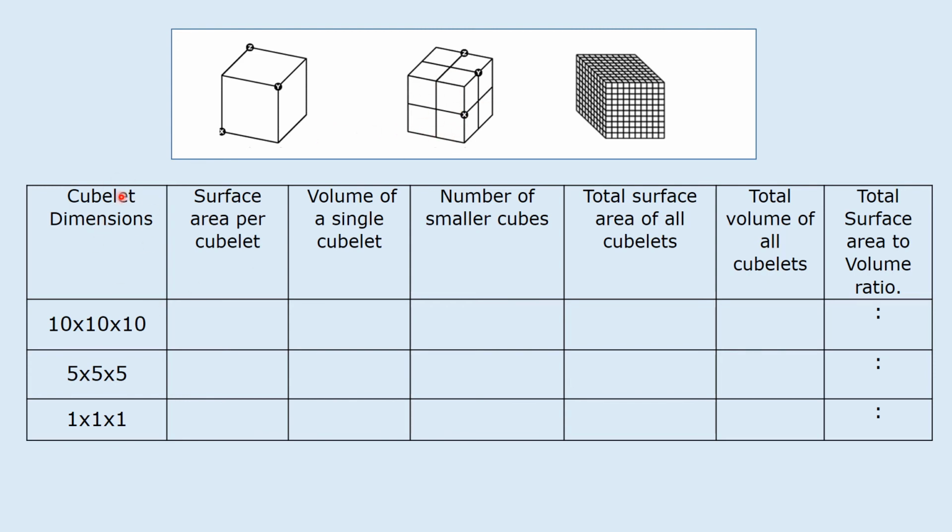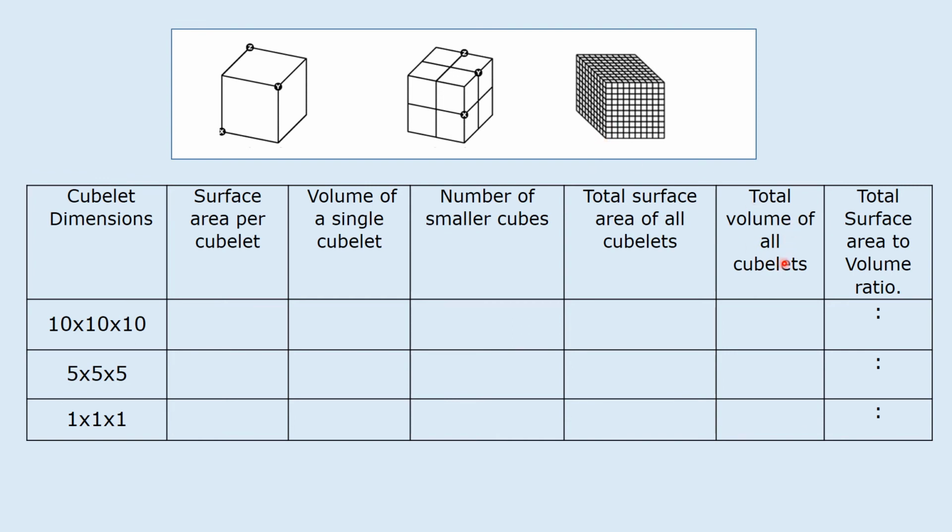So when it's talking about the cublet, it's talking about just one of these parts. So this one obviously has not been broken up, so it's just 10 by 10 by 10. This one has been broken up, so overall it's still the same, but each of the little ones, the cublets, is 5 by 5 by 5, and this one has been broken up even more, so each of these little cublets is 1 by 1 by 1.